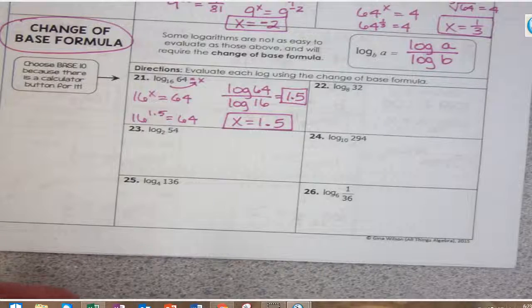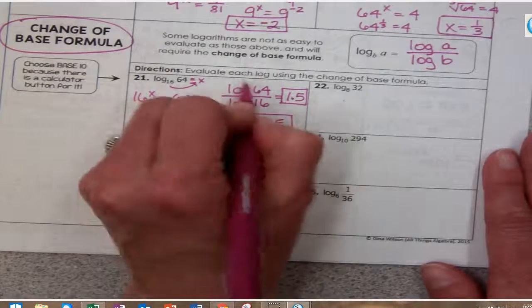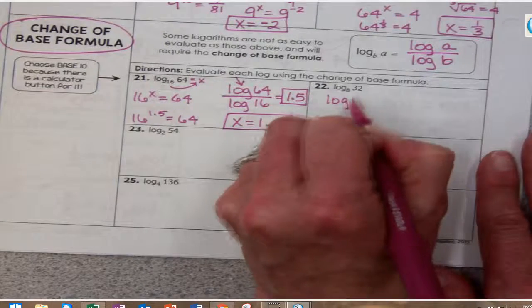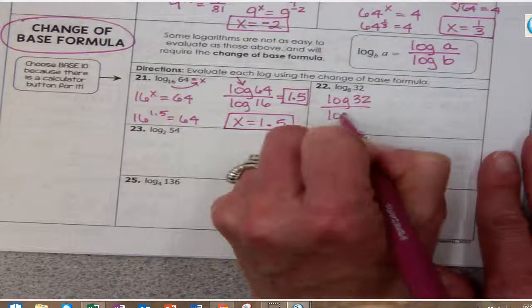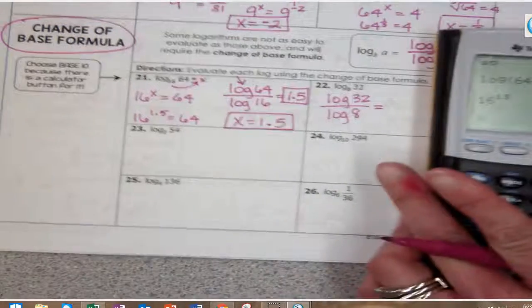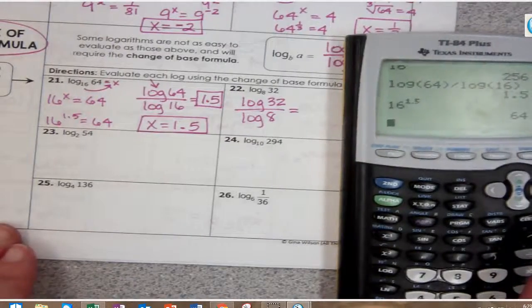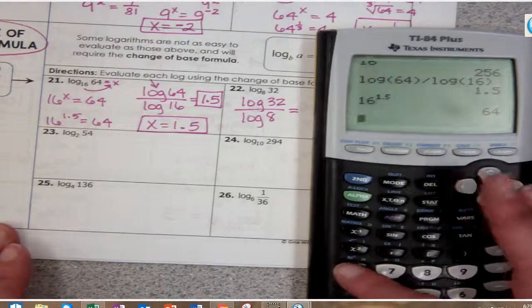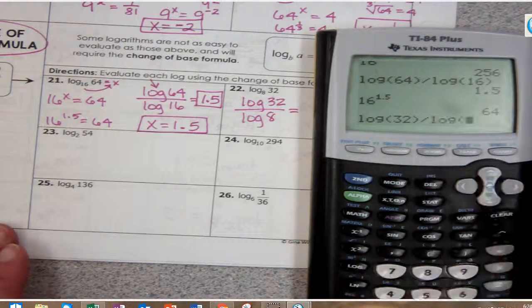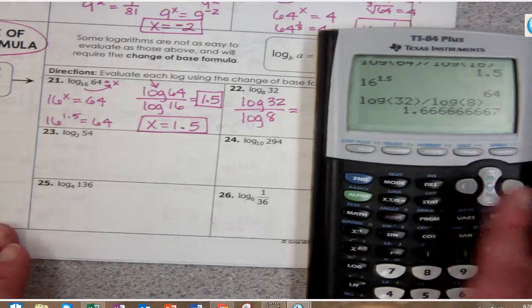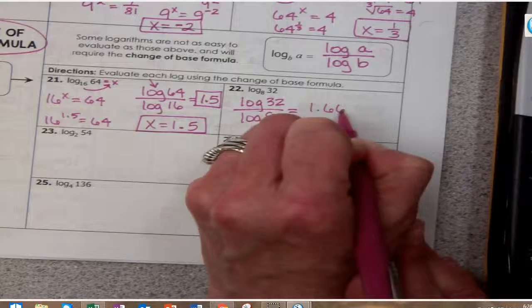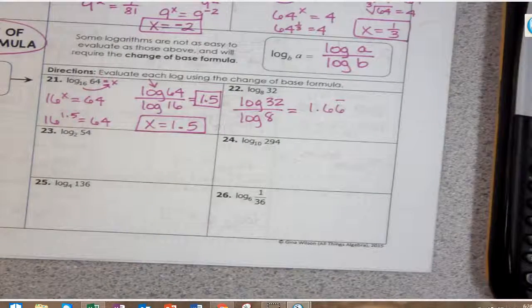However, just because you're using an Inspire doesn't mean you get out of it. So I still want you to write this down. I want you to write log of 32 divided by log of 8. Then you can give me the answer. Regardless, you're going to have to do that. So you've got log of 32 divided by log of 8, and that's 1.66666, so 1.66 repeating, or 1.67.